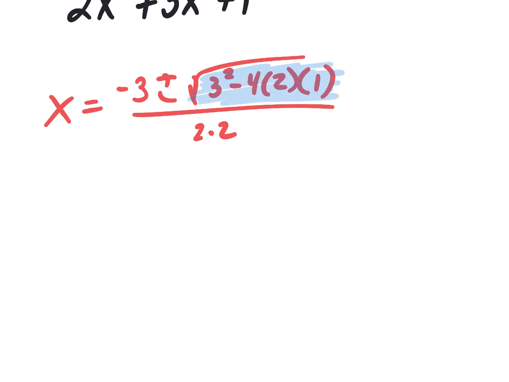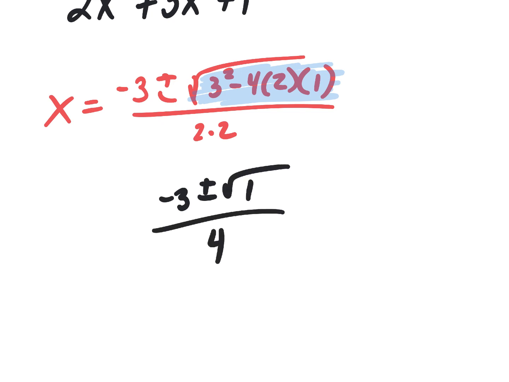Hazel, what did you get underneath that root? 1. And so this is -3 plus or minus the square root of 1 all over 4. And some kids write that as their answer, and I cry a little bit and give them part credit. What should you do? Kai, take it over from there.